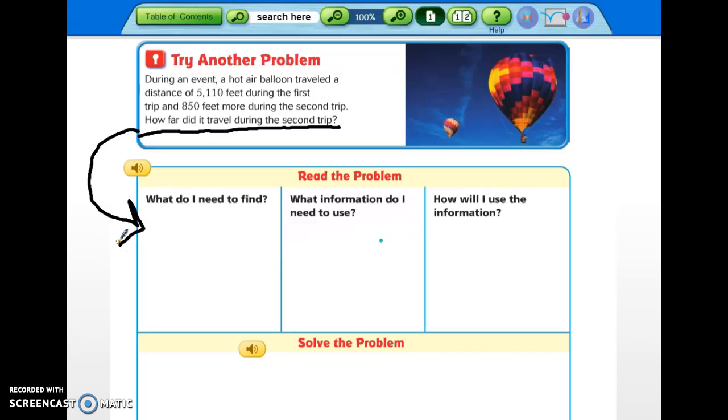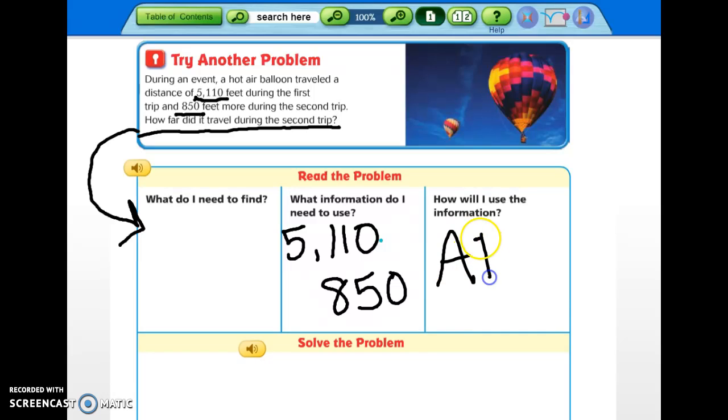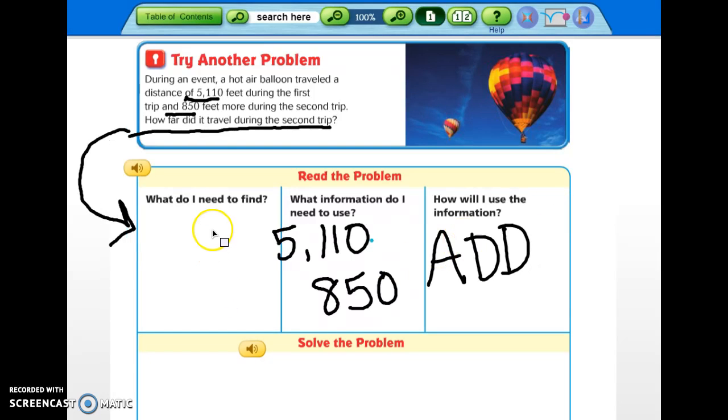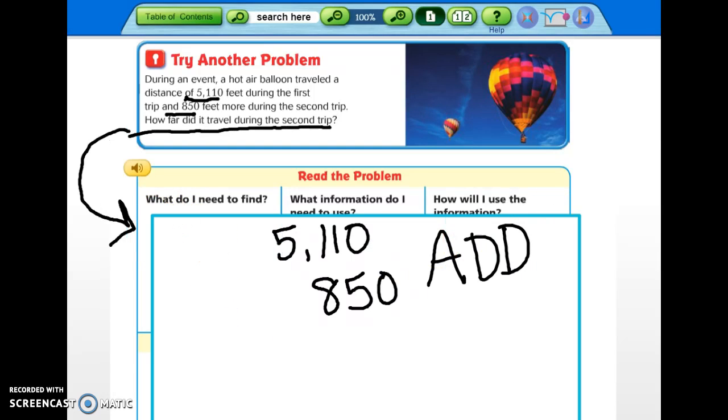Okay, what information am I going to use? I'm going to use the original and then how much more. So we're going to write down 5,110 and 850. It said it traveled that much more during the second trip. So it traveled that and then some more. So I know that I need to add. We're going to add those together. Let's get a piece of scratch paper and add those numbers up.